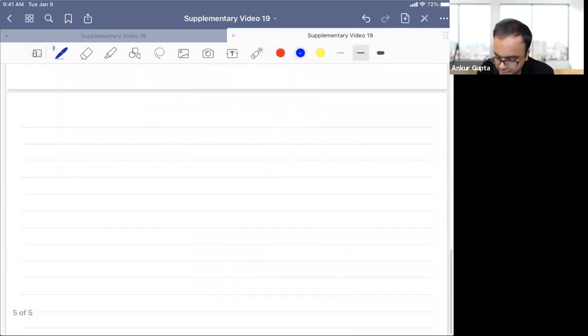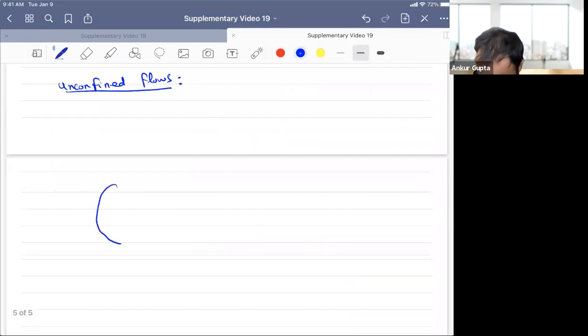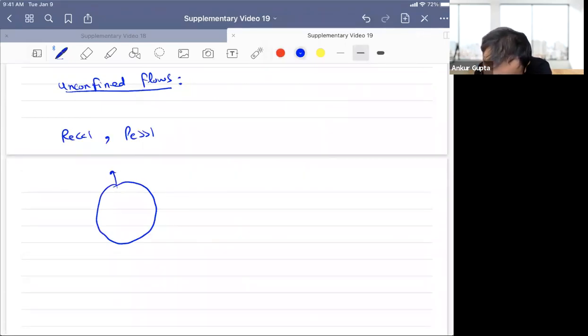In the unconfined flow system, we had a system here which was Re much less than 1 and Peclet much greater than 1. And in that case, we have delta T here, the thermal boundary layer, but the flow was creeping flow. So the flow is kind of like fully developed flow, right? Because the flow is very small, the Reynolds number is very small.